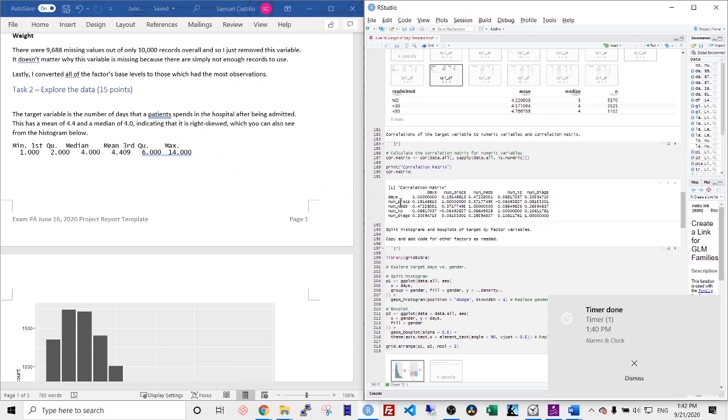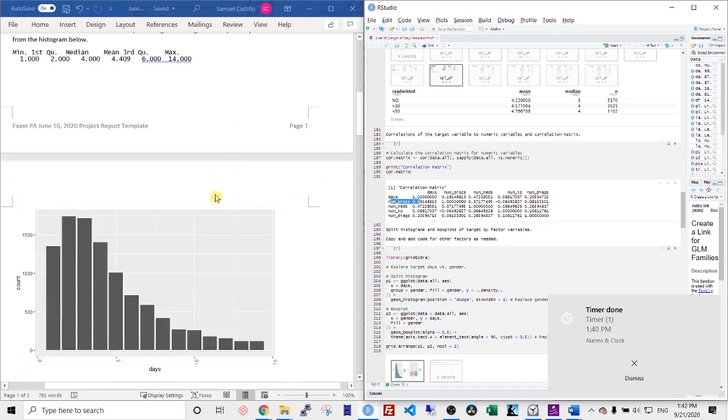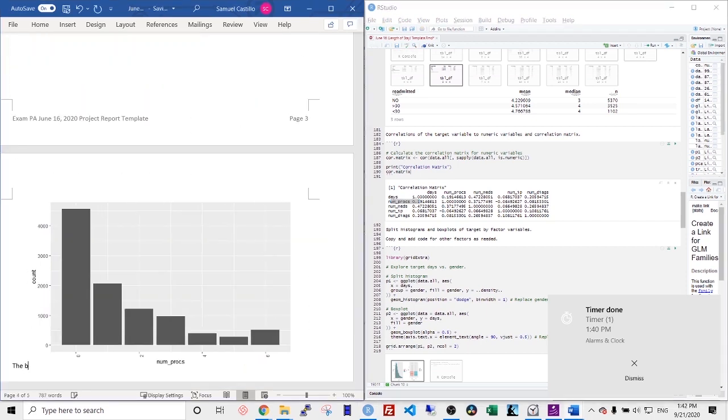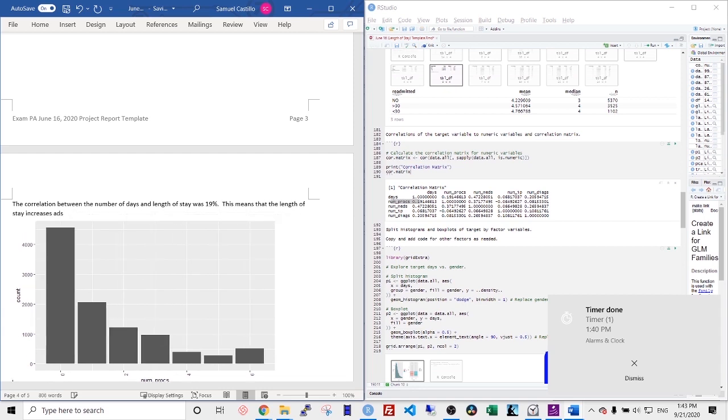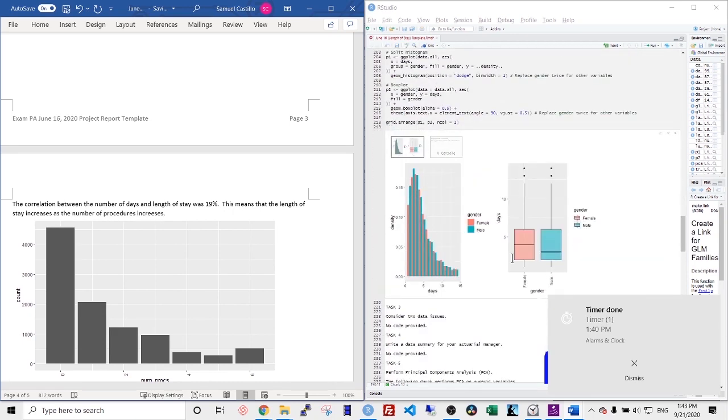So I'm going to just include the correlation here in number of procs, the above. So the correlation between the number of days and length of stay was 19%. This means that the length of stay increases as the number of procedures increases. Let's also look at one of these histograms. So this tells you if the distribution is significantly different for the 2 categories.